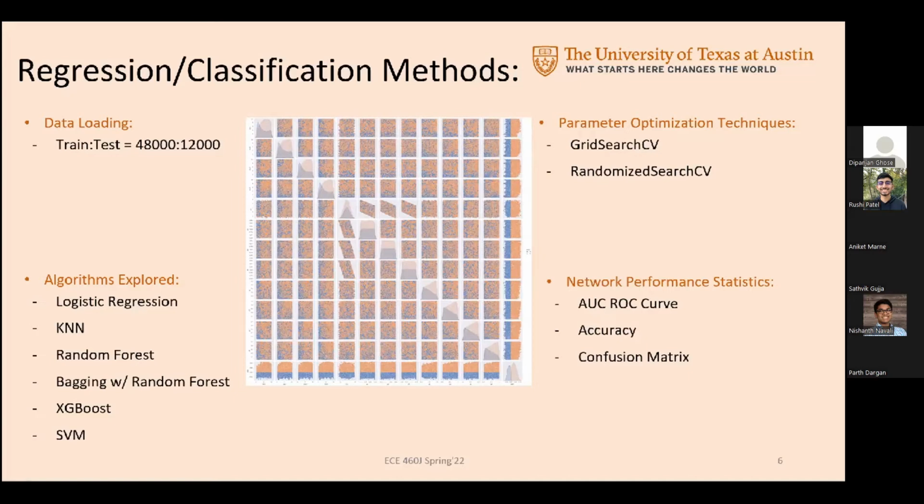In the next couple of slides, Parth is going to go more into depth on the specifics of our 6 models and the results that we got from these regression and classification algorithms.